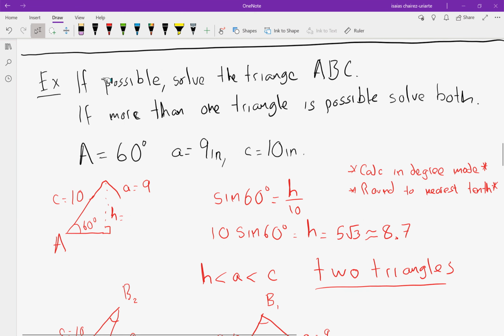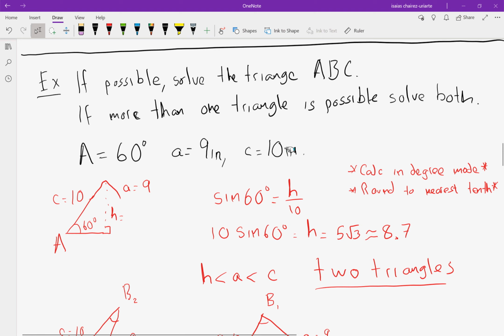So the instructions go as follows. If possible, solve the triangle ABC. If more than one triangle is possible, solve all of the triangles, solve both triangles. And the information given to us is that the angle A is 60 degrees. The side opposite the angle A is 9 inches. So side length A is 9 inches. And we were given another side length C, which is supposed to be 10 inches.